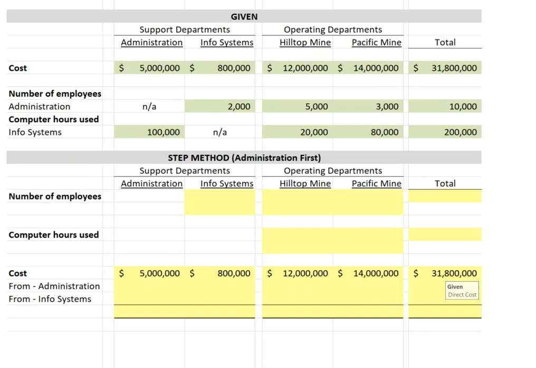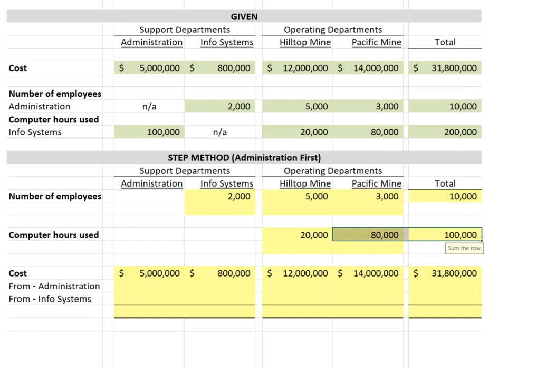Let's begin again by picking up our direct costs of our support or service departments as well as our end user departments. We were told that the cost of the admin department will be allocated on the basis of number of employees. We've got 2,000 employees in the information systems. We've got 5,000 in the Hilltop Mine and 3,000 in the Pacific Mine for a total of 10,000 employees. The Information Systems Department cost will be allocated on the basis of computer hours. We've got 20,000 computer hours at the Hilltop Mine, 80,000 at the Pacific Mine, for a total of 100,000 hours.